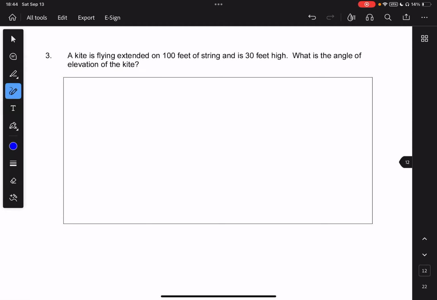Okay, so the kite is on 100 feet of string. So this is the bottom of our string. This is the top of our string where our kite is. And the little tail with our kite. How cute. Okay, so that's our kite. We said that this is 100 feet. Then we said it's 30 feet high. So from the ground, it's 30 feet high.